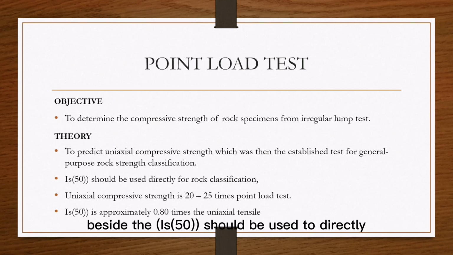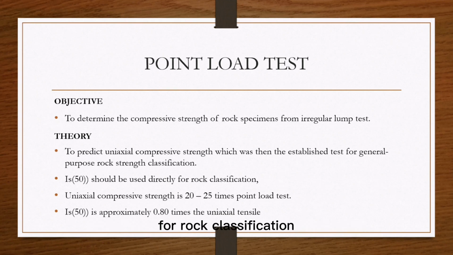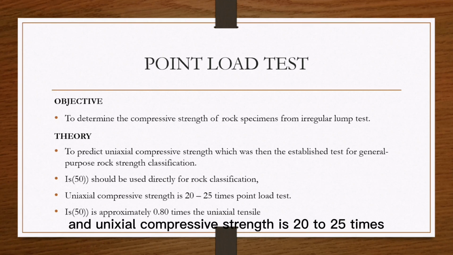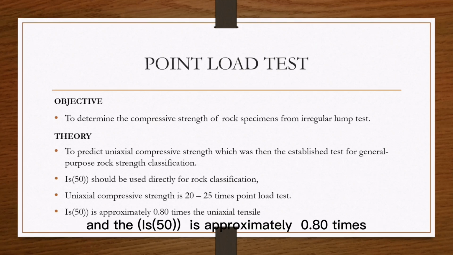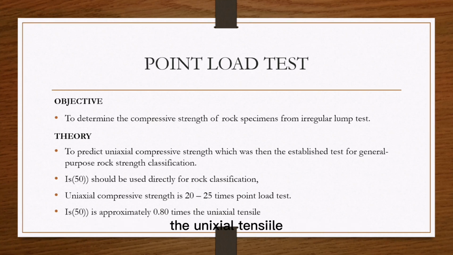Besides, the IS50 should be used during classification, and the uniaxial compressive strength is 20 to 25 times the point load strength, and the IS50 is approximately 0.8 times the indirect tensile strength.